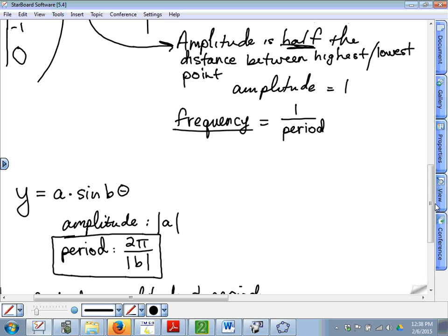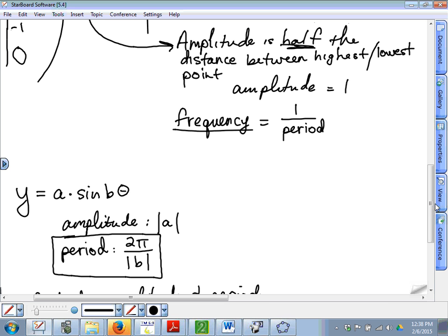The amplitude is equal to the absolute value of A. And it has to be inside absolute values because an amplitude is a distance. And sometimes A is negative. And it doesn't make sense to have a negative distance, so you have to have an absolute value. And the reason that period is 2 pi divided by the absolute value of b is, for the same reason, sometimes b is negative.